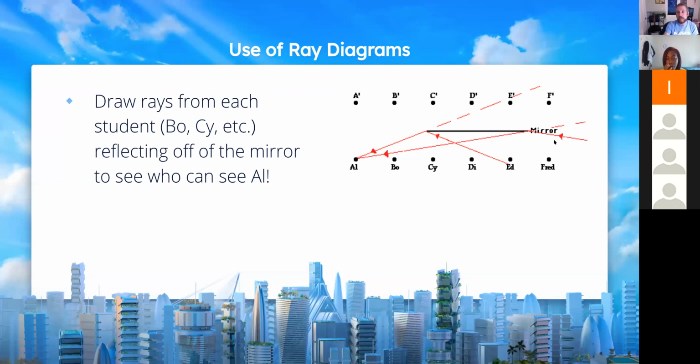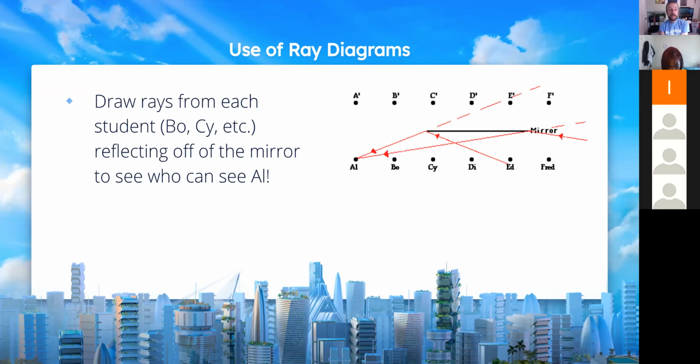If you're standing at any point in between these two angles of incidence, then you are able to see Al. Okay, so this is how to approach this problem, by looking at the left side of the mirror, looking at the right side of the mirror, and drawing those rays. Everything in between, you can see Al. Everything outside of those areas cannot see Al. Obviously, Bo can just turn to his left and see Al, but we're talking about looking in the mirror.